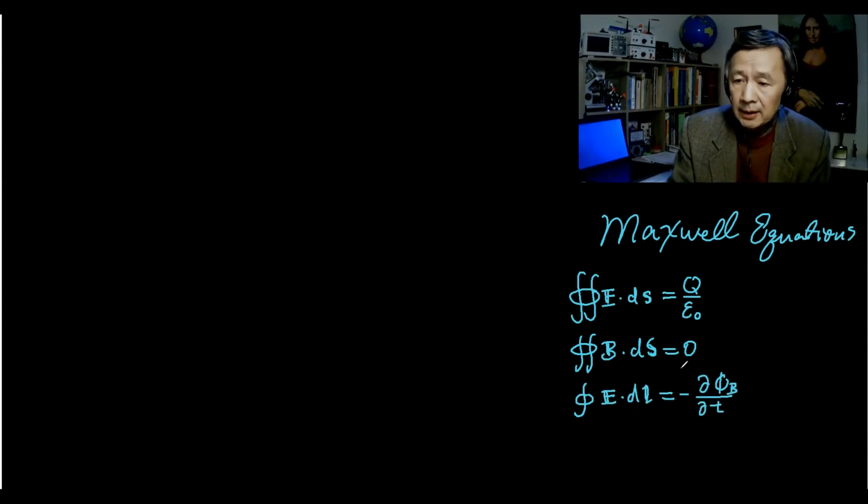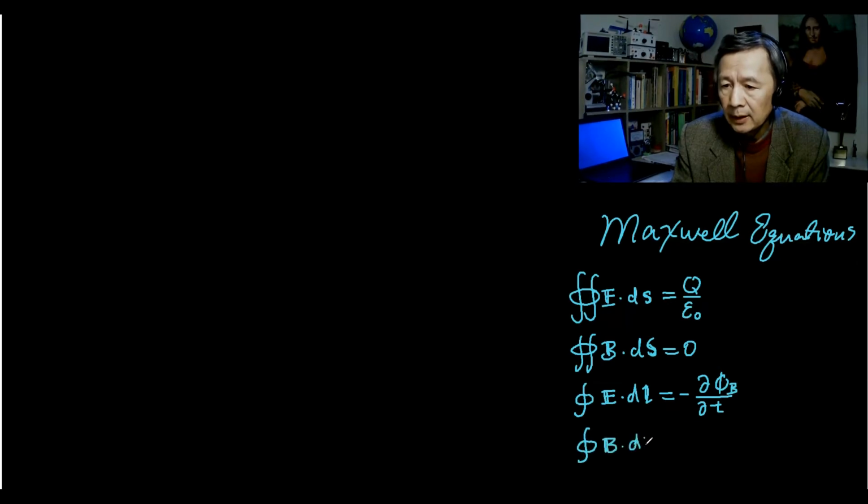The third equation is the Henry-Faraday electromagnetic induction law, where phi B is the magnetic field flux. The fourth equation is the integral of B dot dl equal to the constant mu 0 times I. Mu 0 is the magnetic property of vacuum, known as permeability. I is current.